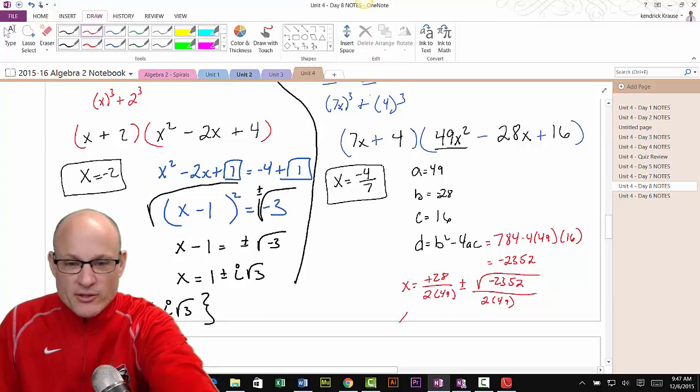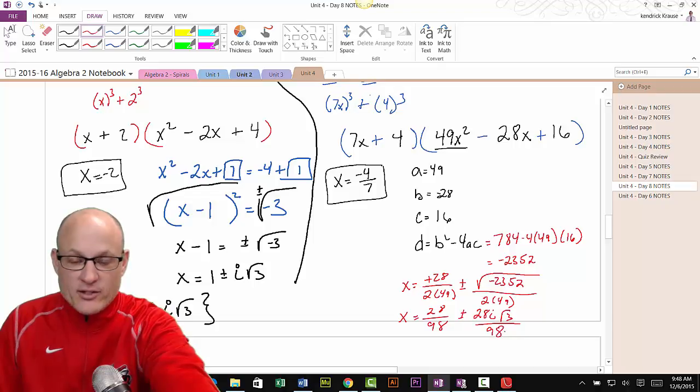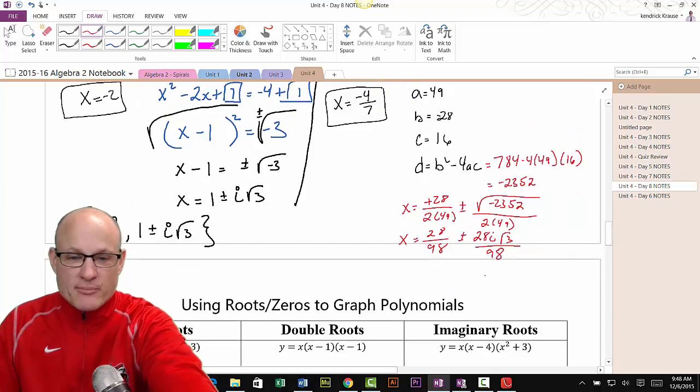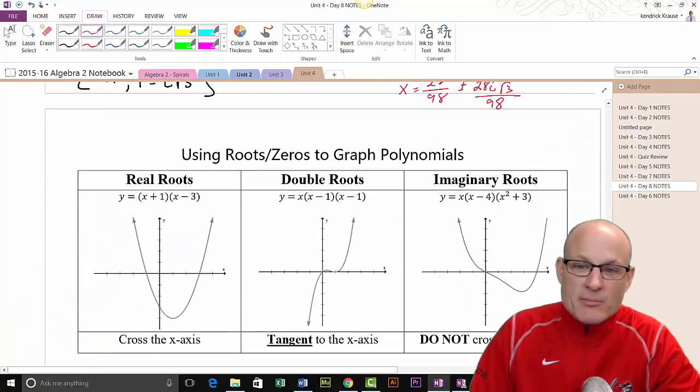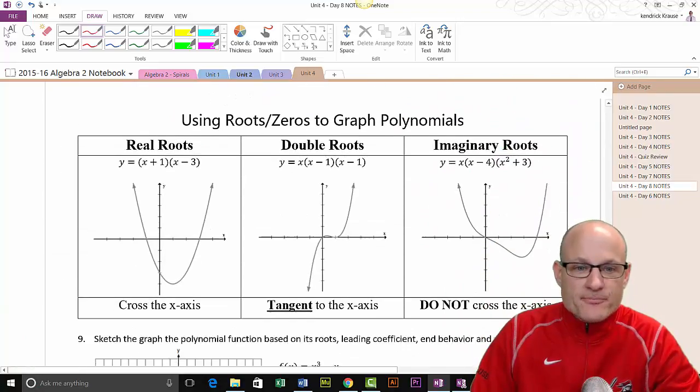So x equals 28 over 98 plus or minus 28i square root of 3 over 98. Holy crap. I'm done. All right, that's it. That'll be a bonus.